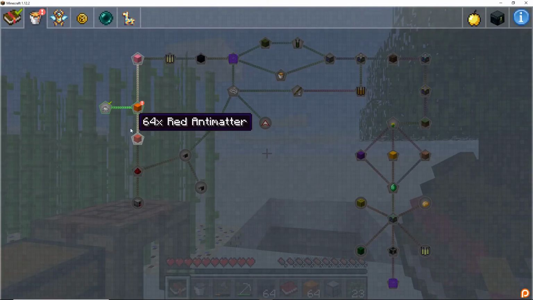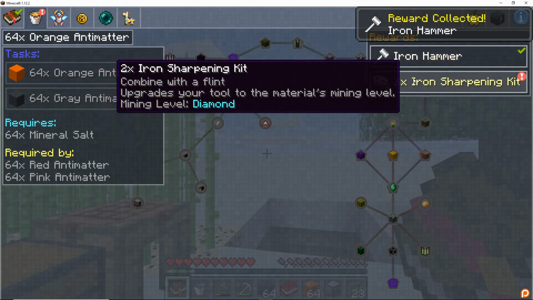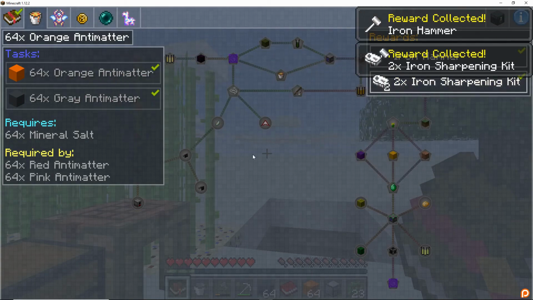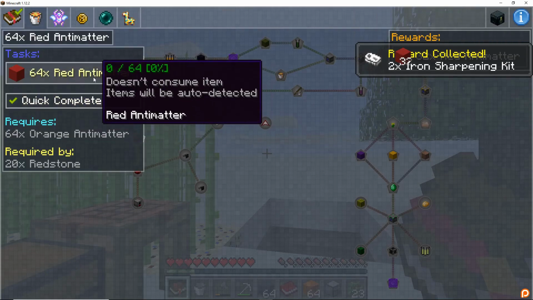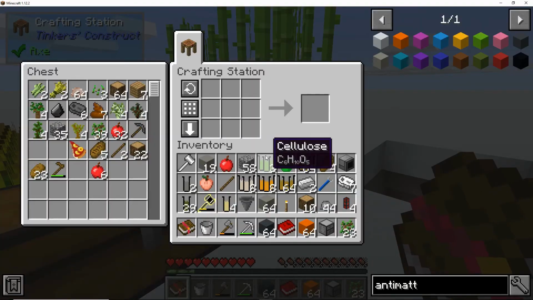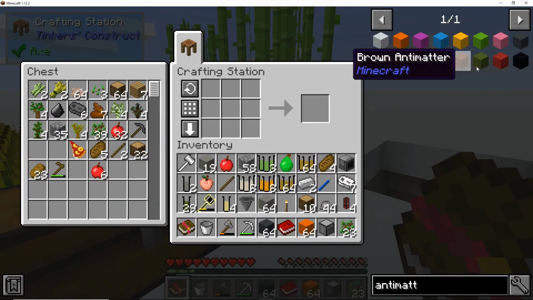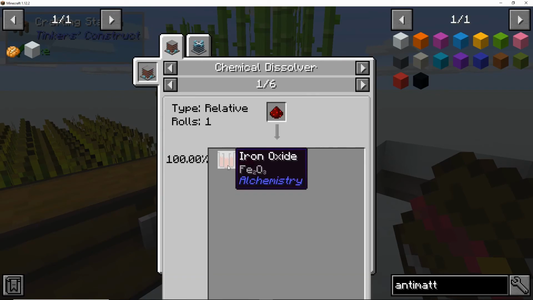Let's see. We've got this and that. I have an iron hammer and an iron sharpening kit. Now I'm gonna need red antimatters. Okay, let's see. Okay, so how do we do the red antimatter now? Ooh, I need iron oxide. So we need iron oxide. So 2 iron and 1 oxygen.